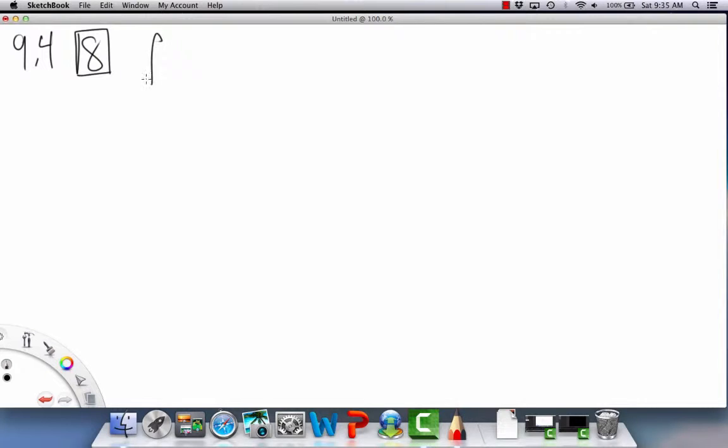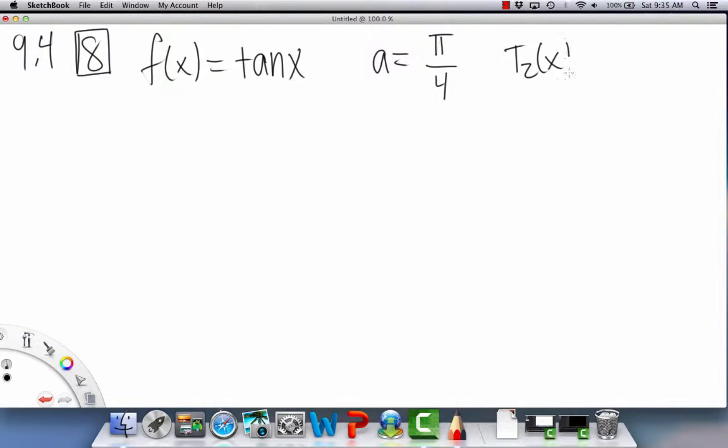Okay, so they give us f of x equals tangent x, and our a, so it's going to be centered around this value of pi over 4. They want us to find T2(x), the second Taylor polynomial, and the third Taylor polynomial. The only difference between these two is one more term. So I'll do the second one, and then we'll add on the fourth term for T3. For the second Taylor polynomial, we need up to the second derivative.